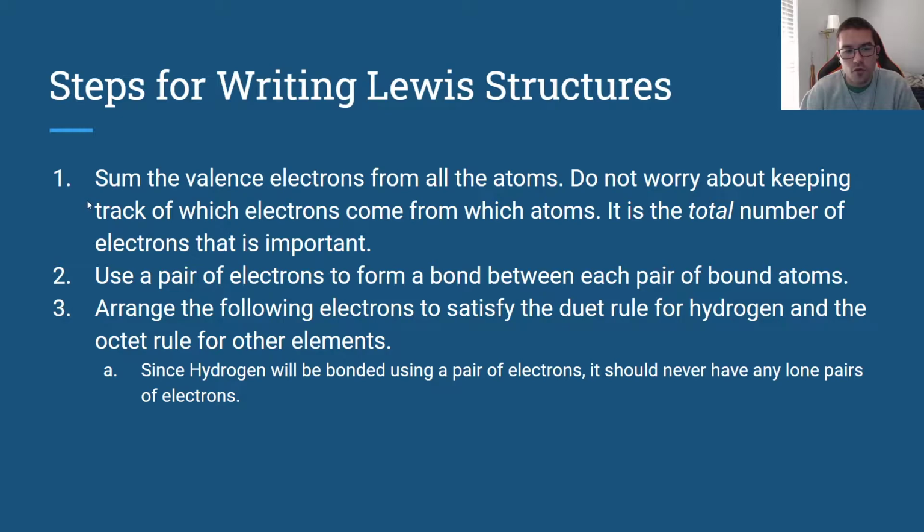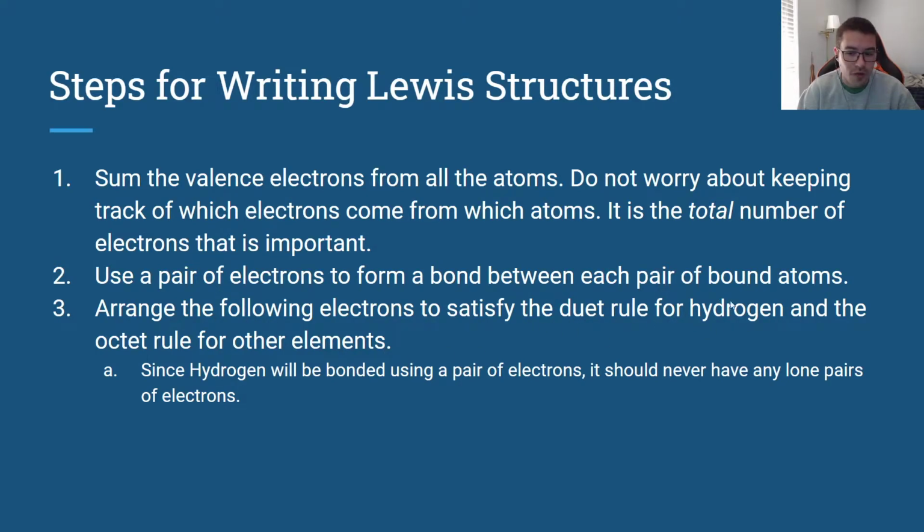The first thing you're going to do is figure out the total number of valence electrons from all the atoms that are participating in the molecule. Don't worry about keeping track of which electrons come from which atoms. That will matter at some point, but for right now, it's just the total number of electrons that is important. Then you're going to use a pair of electrons to form a bond between each pair of bound atoms, and arrange the following electrons to satisfy the duet rule for hydrogen and the octet rule for the other elements.